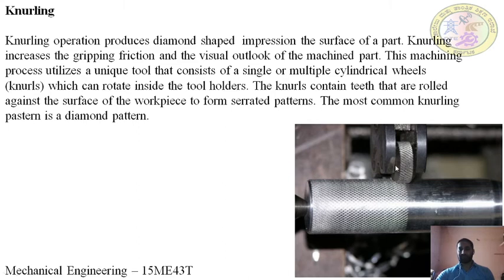The feed will be given perpendicular to the axis of rotation of the workpiece. Then it is moved towards the longitudinal direction across the tool. First, the feed is given towards the axis of rotation. Then this tool will be moved across the length of the workpiece in order to get the impression on the work surface. So knurling is the process of producing diamond-shaped impression for gripping surface.